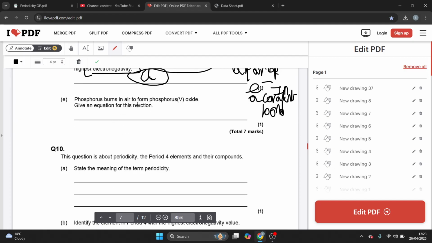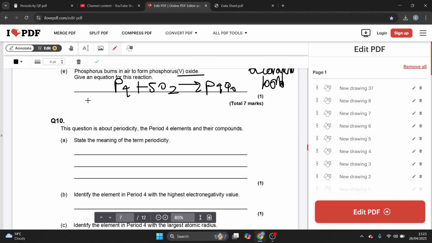Phosphorus burns in air to form phosphorus trioxide. So P4 plus 5O2 gives P4O10. Yep, don't need state symbols.